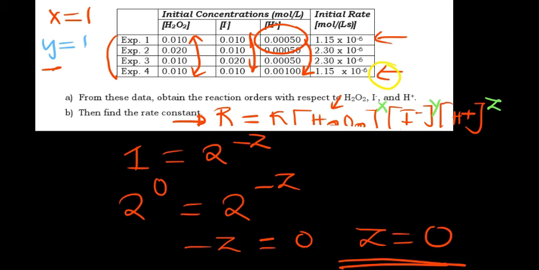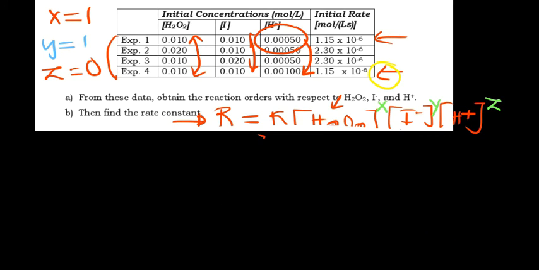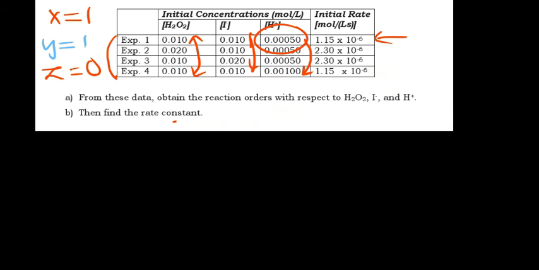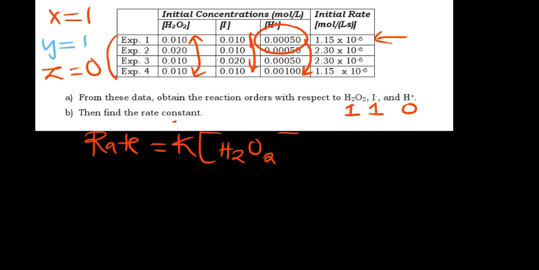So we found the reaction orders with respect to all three reactants. There we are, so that is a 1, that is a 1, that is a 0. Find the rate constant. If they ask for the rate law, it is just the equation we had, now putting in the values. So H2O2 to the power 1, and then iodide to the power 1 as well. And then finally H plus to the power 0, which in that case will just be eliminated, so I won't even show it.